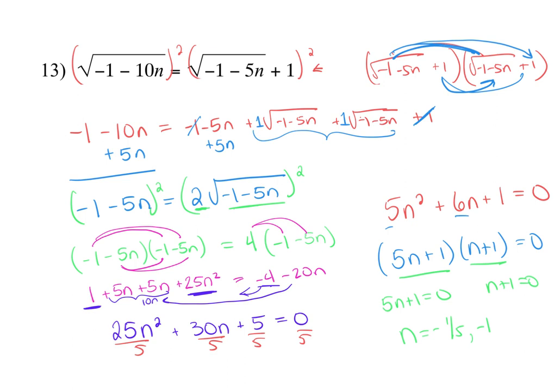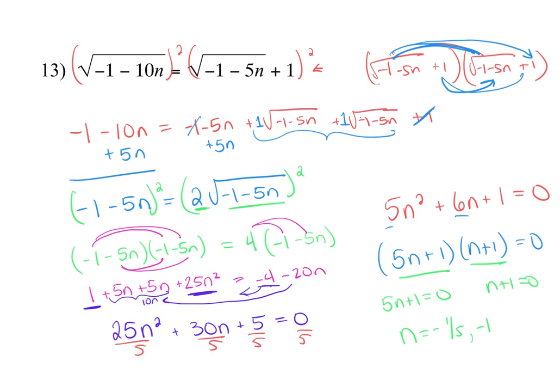And by the way, when I plug those in, they both work. If I plug in a negative 1, I get negative 1 minus a negative 10, so that's plus 10, so I get the square root of 9. And then negative 1 plus 6, or plus 5, is the square root of 4. That's 2 plus 1. So 2 plus 1 equals the square root of 9.